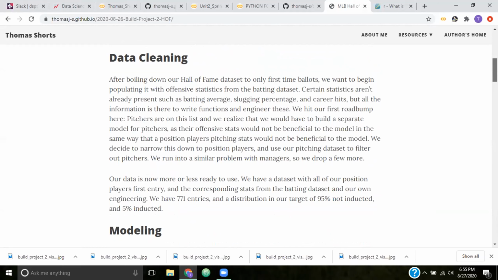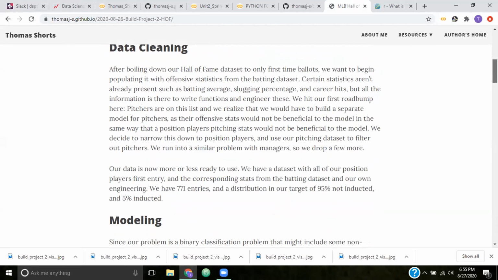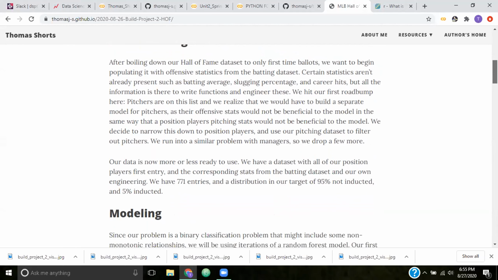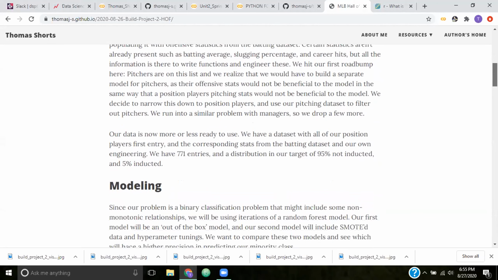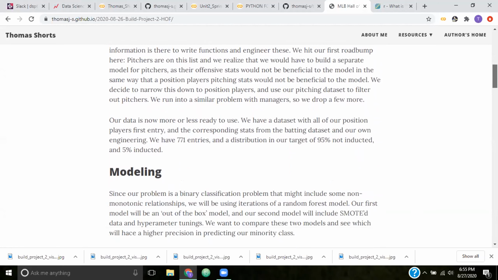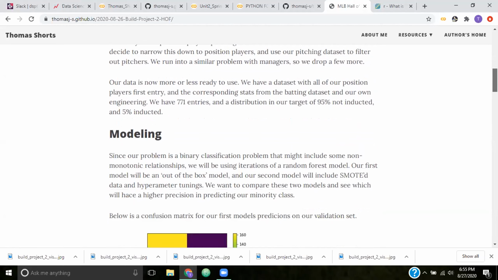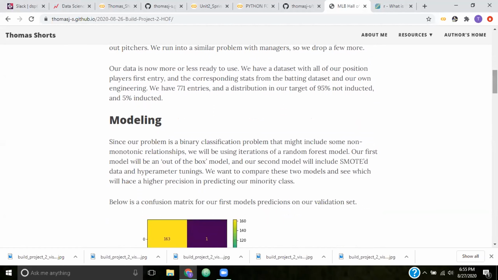Pitchers were included in the list, so I had to decide at some point to pull them out because their offensive stats wouldn't be conducive to predicting whether or not a player would make it in. So I just narrowed it down to position players. And that gave us 771 entries with an incredibly skewed target of 95% no and 5% yes.